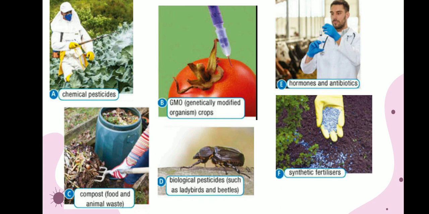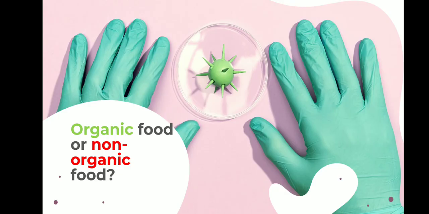D. Biological pesticides such as ladybirds and beetles. E. Hormones and antibiotics. F. Synthetic fertilizers. Now, do you know what organic food or what non-organic food is? Can you name some of them? Now let's watch a video about the organic and non-organic foods.